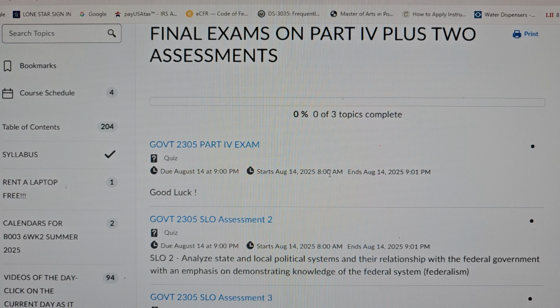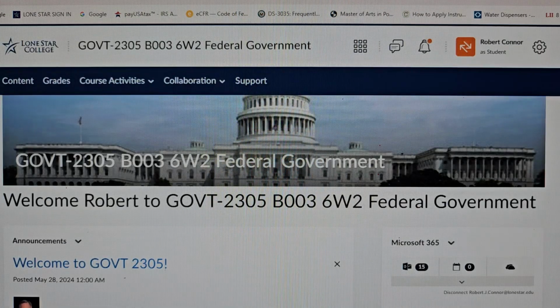They start at 8 o'clock in the morning and go to 9 p.m. at night. So you got all day. You can do them anytime you want during the day. You have 3 exams. You have an exam on part 4. You have 2 assessments. And those are general questions on the course. And you have to do all 3 of those. You have to get those done. Okay. So that's how that scheme works out.